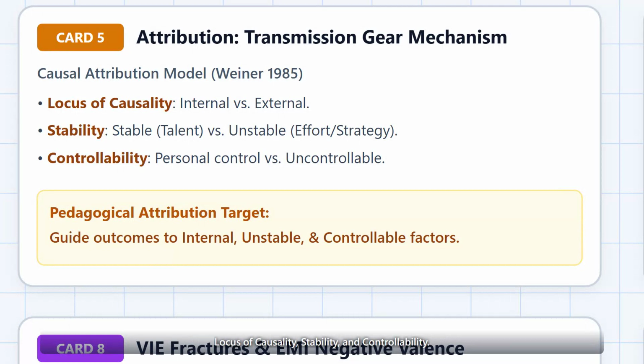If a student attributes failure to an internal, stable, and uncontrollable factor, such as innate talent, their self-efficacy crumbles. Conversely, when guided to attribute outcomes to internal, unstable, and controllable factors, such as effort, strategy, and preparation, students maintain motivation to improve. Therefore, attribution functions as a mechanical transmission gear, converting raw learning experiences into positive belief modifications.